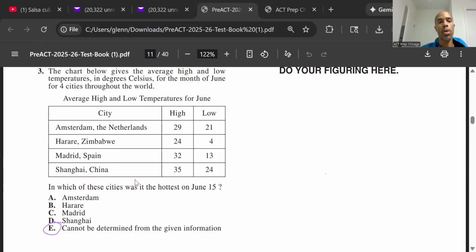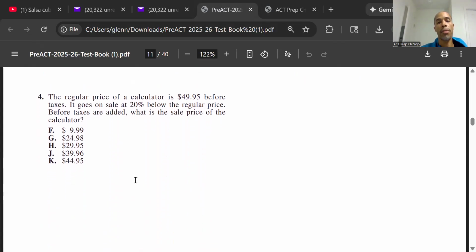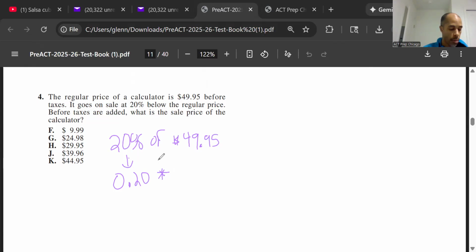Number four. The regular price of a calculator is $49.95 before taxes. It goes on sale at 20% below the regular price. Before taxes are added, what is the sale price of the calculator? Probably the easiest way to do this is to take the $49.95 and take 20% of that. To take 20% of a number, we turn the percent, 20%, to a decimal, which is 0.20. Whenever we take a percent of a number, that means multiply. Then we multiply by 49.95, 0.20 times 49.95.